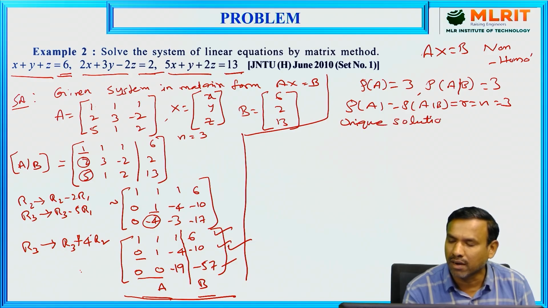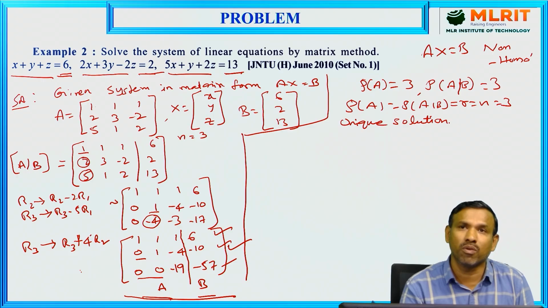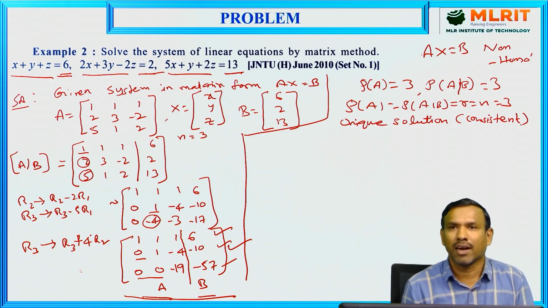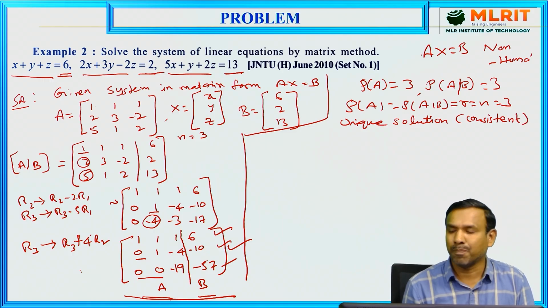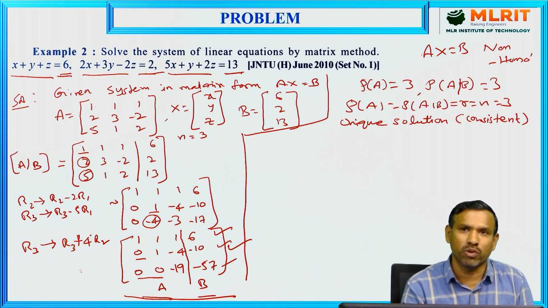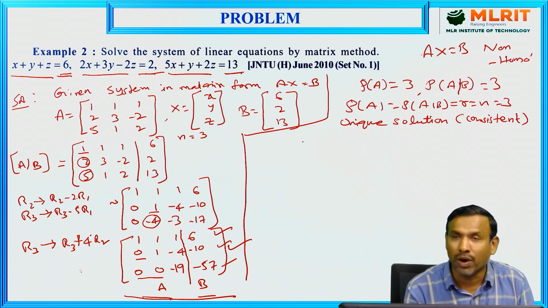Unique solution means consistent or inconsistent? At least one solution we say consistent. So suppose he is asking consistent or inconsistent, since it has a solution, we say consistent. So once consistent, we can find the solution. You are telling here unique solution, then what could be the solution? He is asking to solve the equation, so we should find the unique solution.